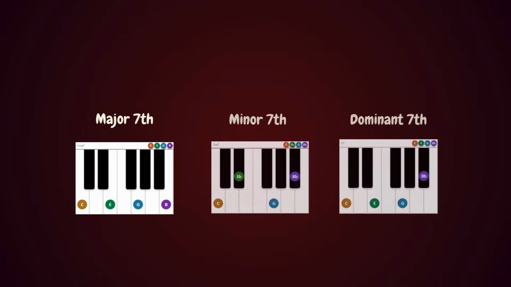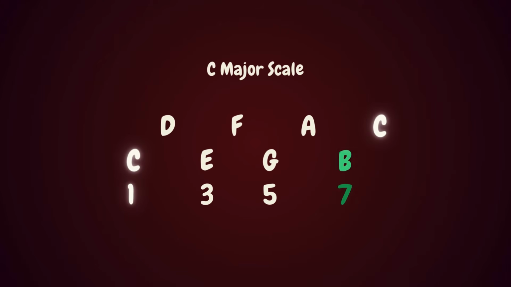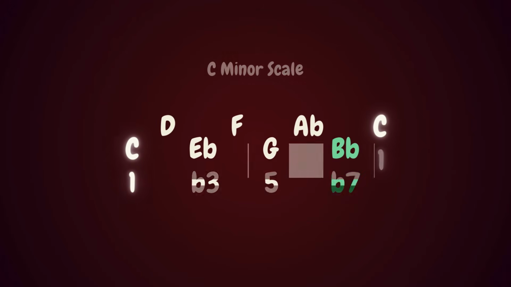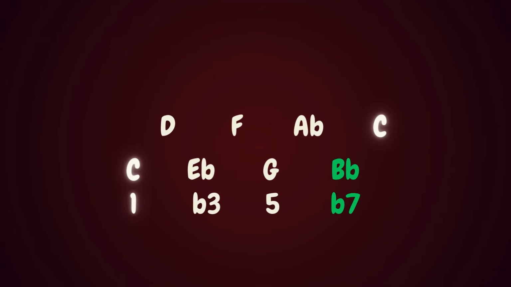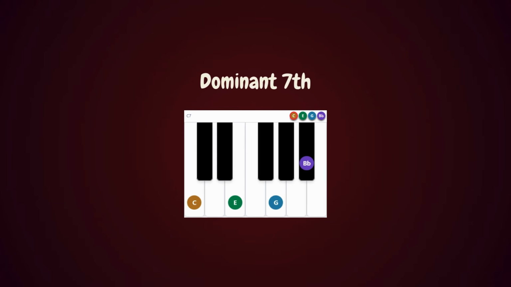Let's start with something simple, the major seventh chord. The major seventh chord is just a major triad plus the seventh note of the major scale, so 1, 3, 5, and 7. Pretty straightforward. Now take a minor seventh chord. That's simply a minor triad plus the seventh note of the minor scale, so 1, flat 3, 5, and flat 7. Again, straightforward. But the dominant seventh chord works a bit differently.